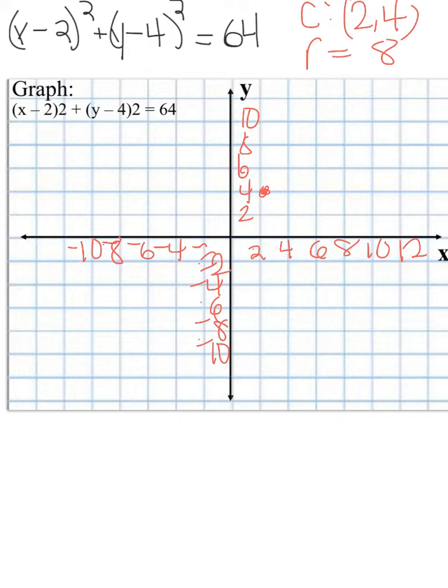Okay, label my center and go out 8. So 2, 4, 6, 8. Don't forget that you incremented by 2 if you followed my method. 2, 4, 6, 8.